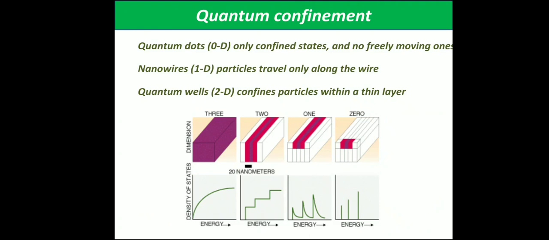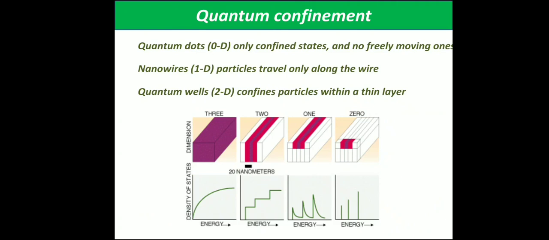Coming on to quantum confinement, the first figure represents the bulk material, in which particles can move in all possible directions. The second one is a quantum well, in which particles can move only in two axes. The third one is a quantum wire, in which particles can move only in one direction. The last one is a quantum dot, in which particles cannot move freely.